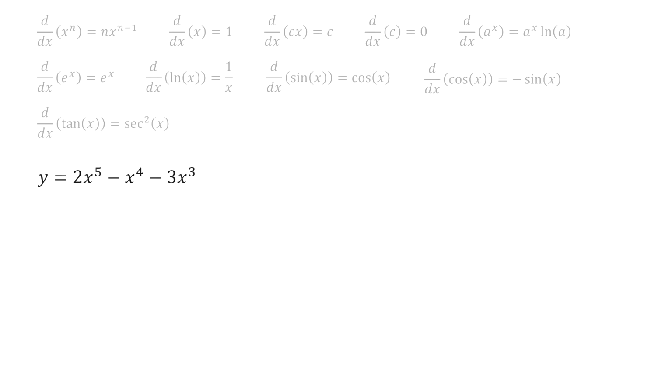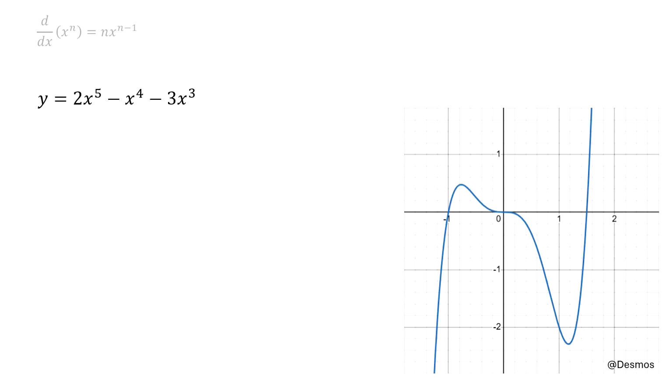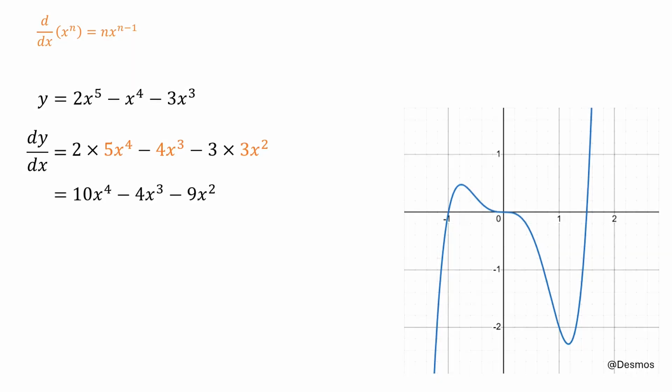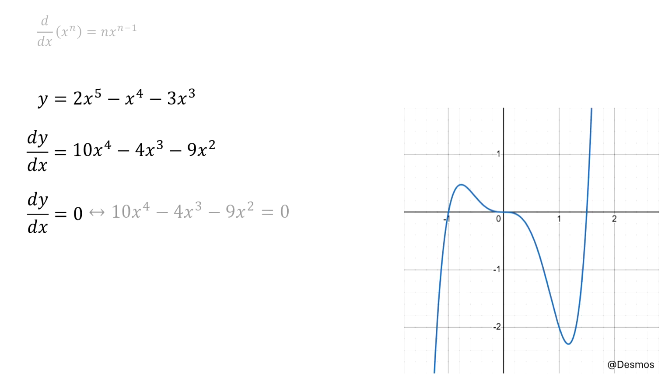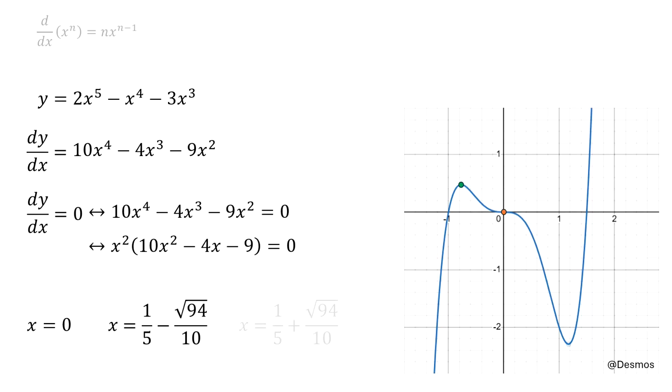Let's try a more complex function. But first, let's clear out these derivatives we don't need and make some room. Now, calculate the derivative. The formula is always the same for each power. Next, find where it's 0. I'll show the answers, but feel free to do the calculations yourself.